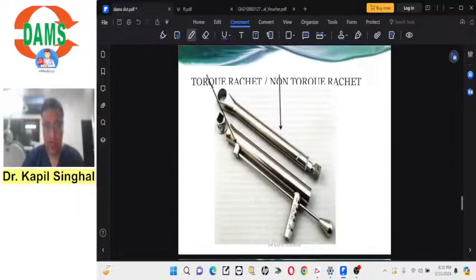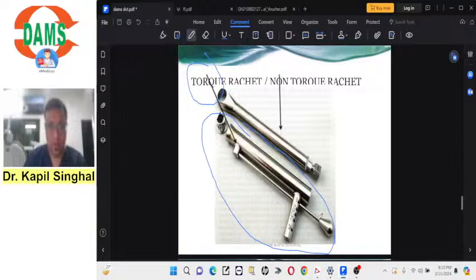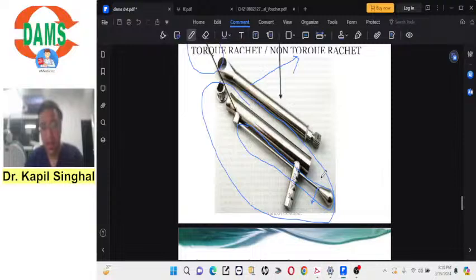So they can ask you a question by giving this diagram. What is this? So this is a torque ratchet. You will always see a spring. This is a non-torque ratchet. Whichever is a torque ratchet will always have this spring, and there are numbers written on it. The number up to which this spring is pulled is the torque achieved in your implant. So this is a torque ratchet and this is a non-torque ratchet. The way you can tell in the picture whether it is a torque ratchet: if this spring is there, it is a torque ratchet; if this spring is not there, then it is a non-torque ratchet.